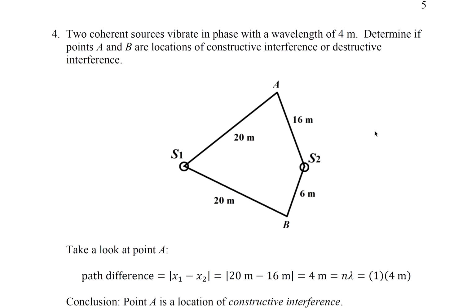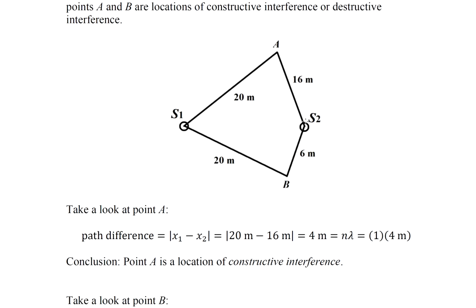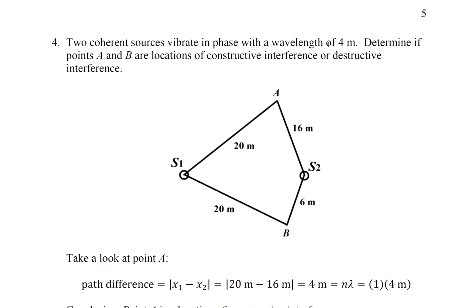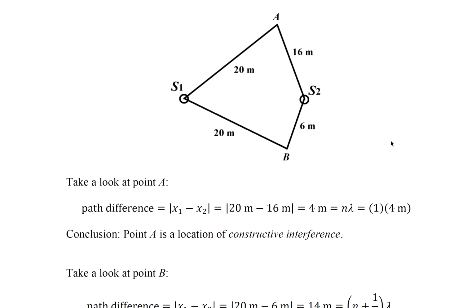Question 4. Two coherent sources vibrate in phase with the wavelength of 4 meters. Determine if points A and B are locations of constructive interference or destructive interference. So the wavelength is 4. Let's take a look at point A. The path difference is 20 minus 16, which is 4. And that's equal to n lambda. Lambda is 4 because the problem gives it to us. So 4 is on the left side and n times 4 is on the right side. So n is 1. So point A is a location of constructive interference.